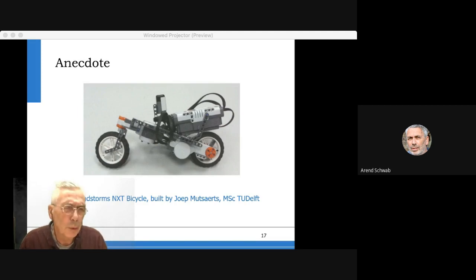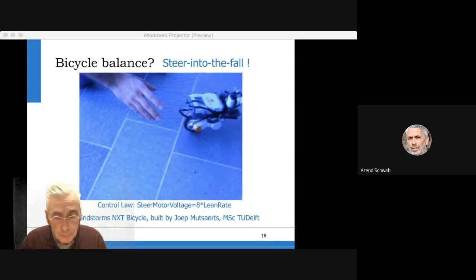Whatever control program he put in, it didn't work. And he was in a hurry to go to his internship in Switzerland, and people said, well, actually, in the back there's the bike lab and there's Professor Schwab, and maybe he can help you. Well, Joep came in and I said, well, yeah, sounds like a doable job. Let me see, you have a steering motor. It's a DC motor, right? Direct current.